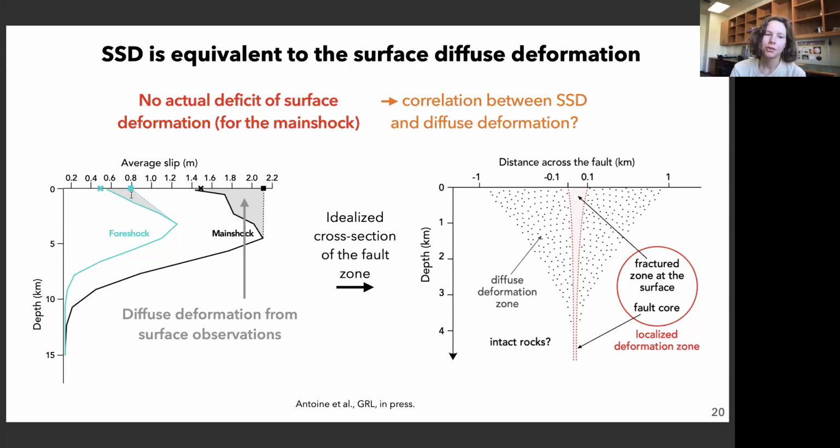For the case of the foreshock, though, the fact that the diffuse deformation does not entirely account for the SSD is most likely because the foreshock is closer to what we have shown before as a small, deeply buried rupture, where the surface deformation is partly elastic as well. Only some part of the inelastic deformation reaches the surface.